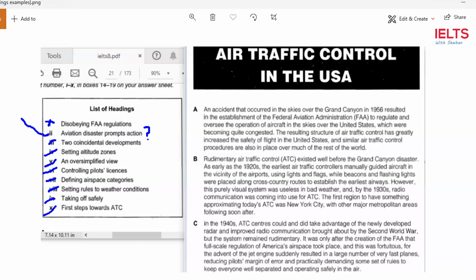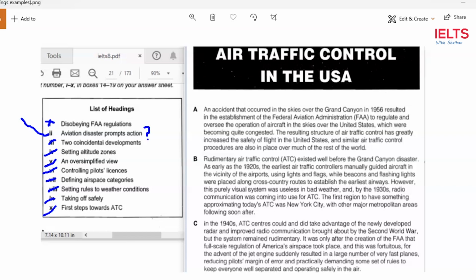Why is this technique good? Because sometimes you don't even know the meaning. But from the other headings, you can see there is no match with the question, so you delete. Then you have aviation disaster prompts action, and he says accident in here, so we have something, skies over the Grand Canyon. So this talks about a disaster or an accident, so you can say a full match.